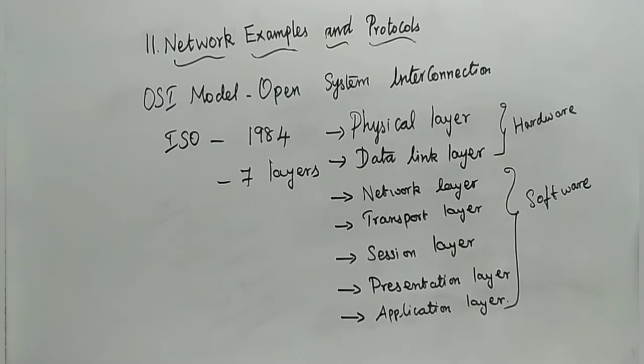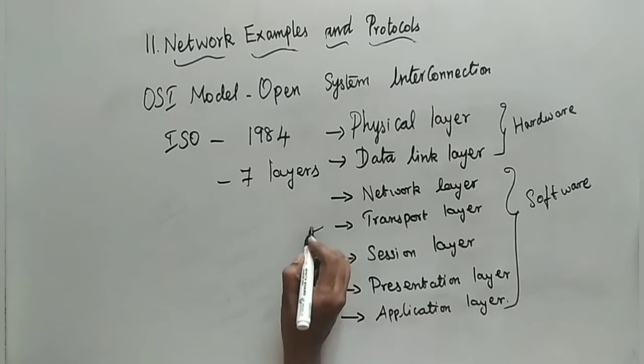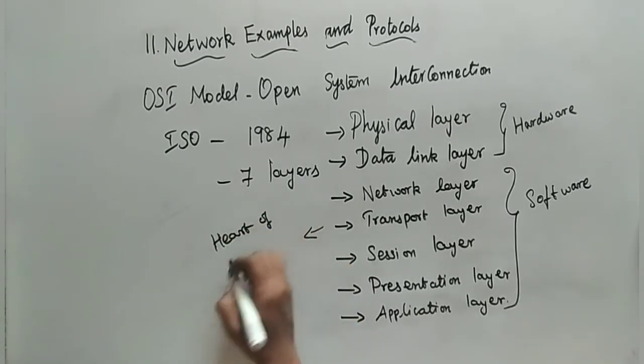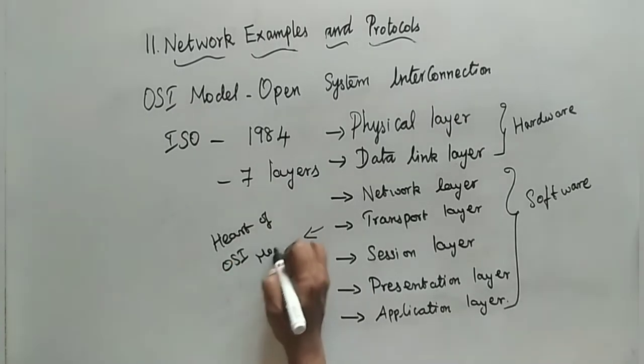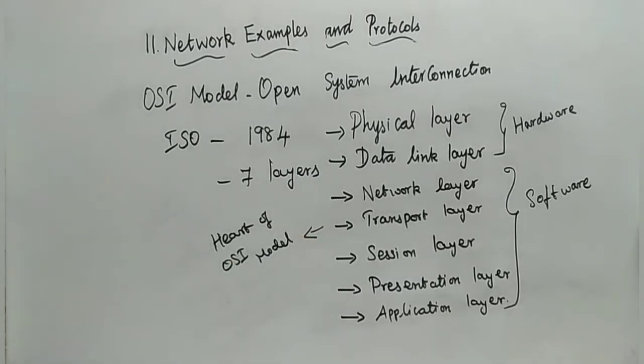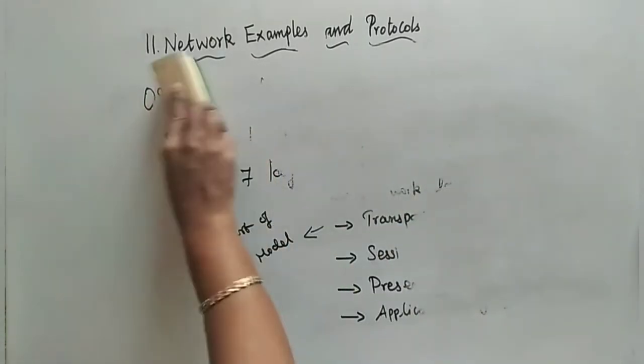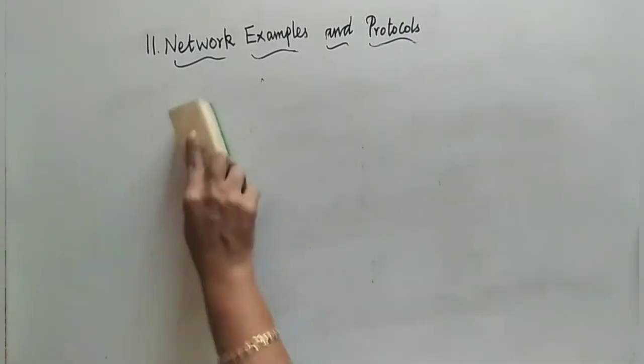One important thing is the transport layer. The transport layer is called the heart of the OSI model. By this you can understand that the transport layer is the most important layer. Now we can discuss each and every layer in detail. The first layer is the physical layer.